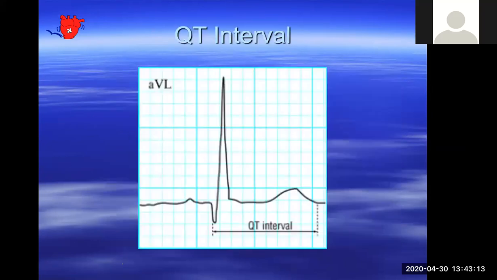Okay, what about the QT interval? QT is a measurement of the interval between the beginning of the Q wave and the end of the T wave. So what is this? This is depolarization plus repolarization of the ventricle, so the total electrical activity of the ventricle.